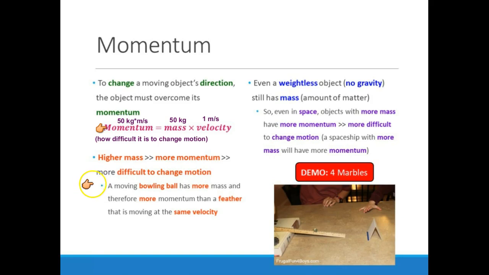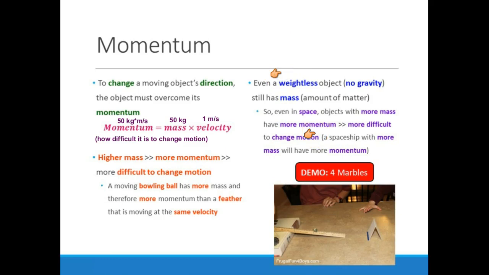Excellent. Okay, so here's the thing, guys. Your heaviest object, the one with the highest amount of mass, is always going to have more momentum, and it's always going to be more difficult to change its motion. It's more difficult to stop, for example. So a bowling ball has a lot more mass than a feather, and therefore a bowling ball has much more momentum than that feather. Okay?